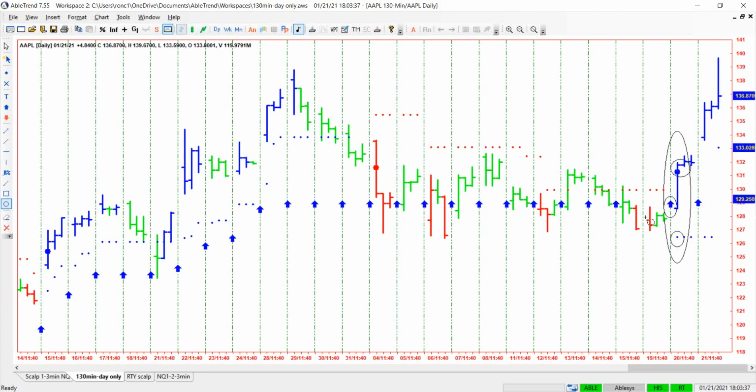So for option traders, we go from 132 to 137 in one day. That's a strong move. But even if you just trade shares, perfectly fine. Still a nice signal by AbleTrend right there, just to get you in at the right time. As soon as the buy signal came in yesterday morning, it's gone up nicely. So good job right there.